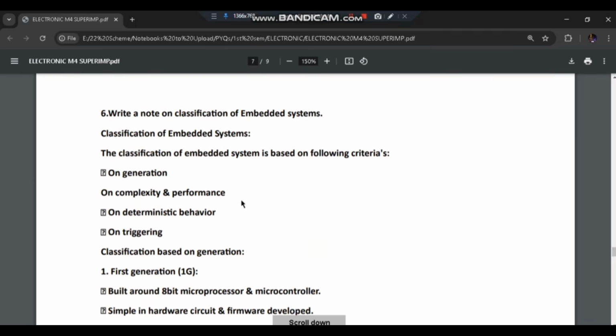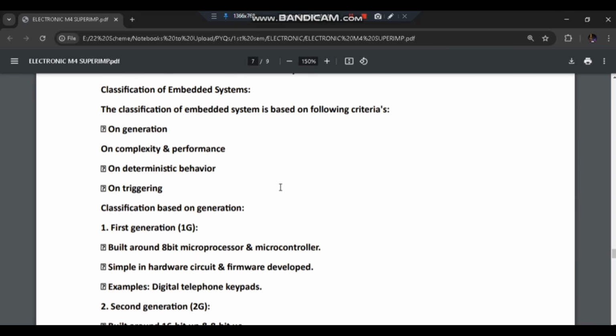Okay, now, what are the classifications of embedded systems? You can remember any of the classifications. There are many criteria by which the classification happens, so we'll discuss a few of the criteria. We can go with the generation, or the complexity and performance, or the behavior, or the triggering.